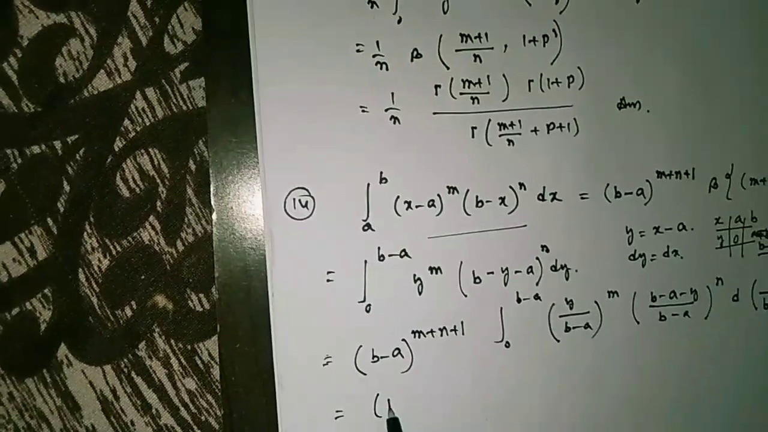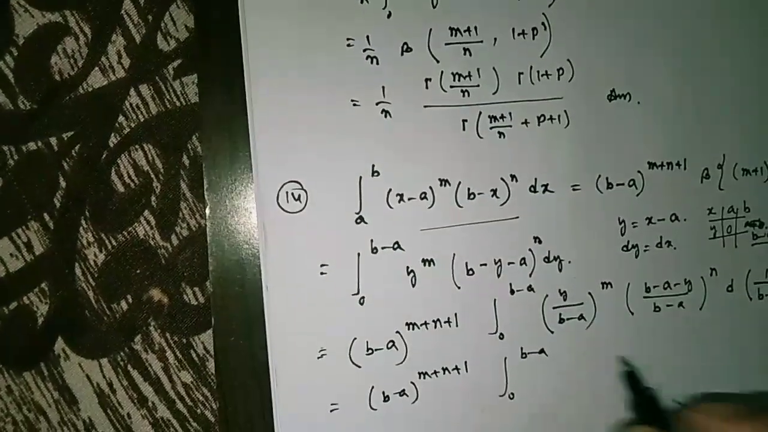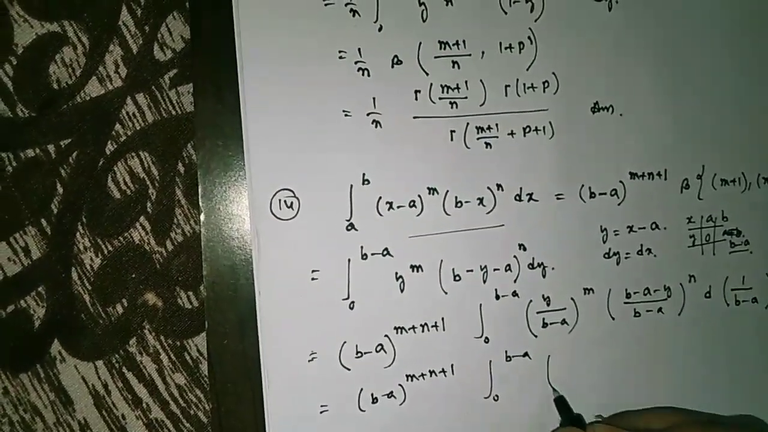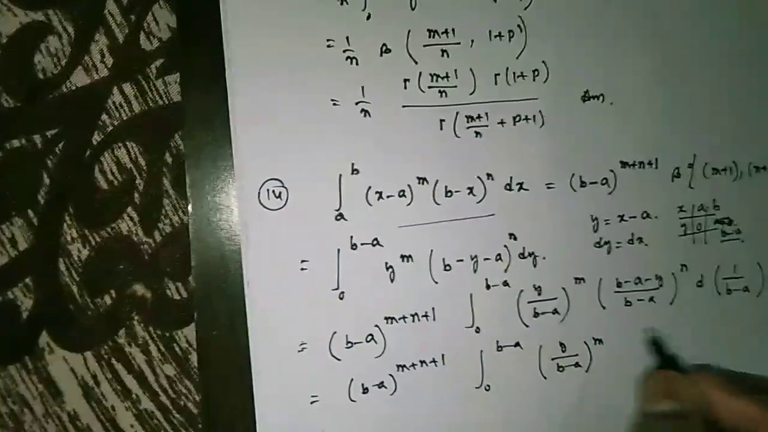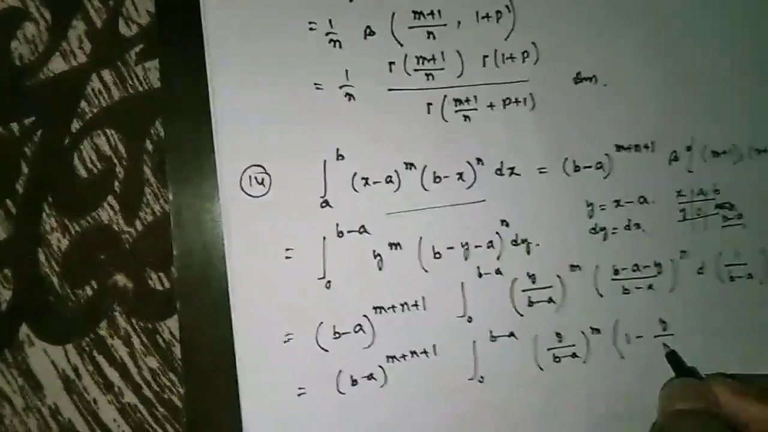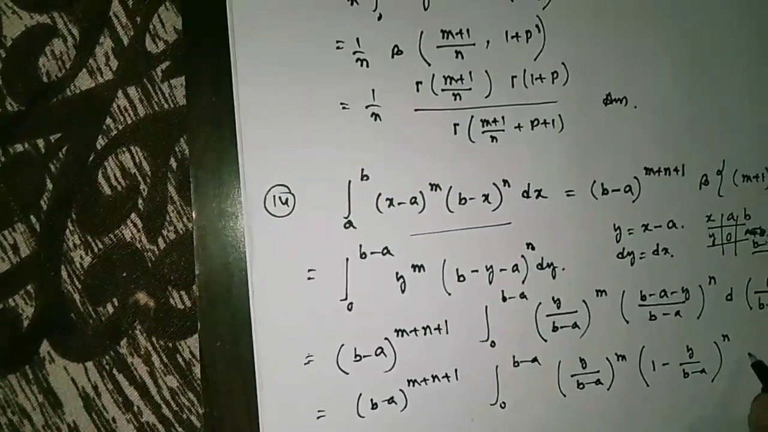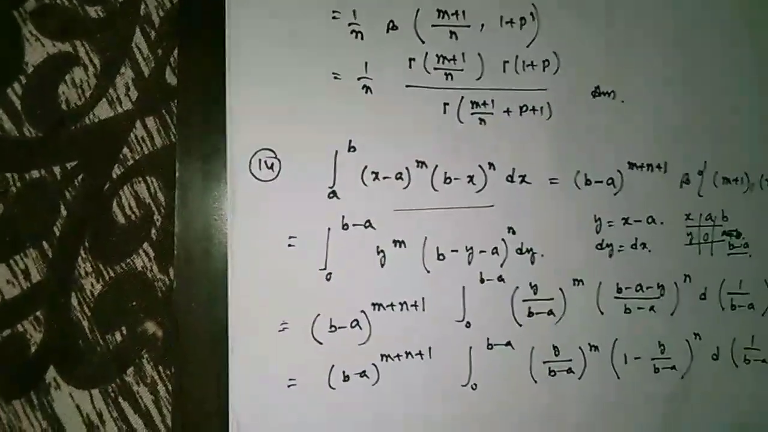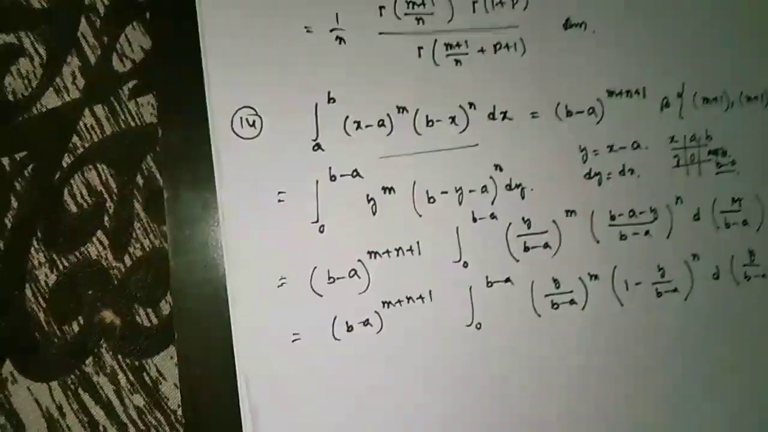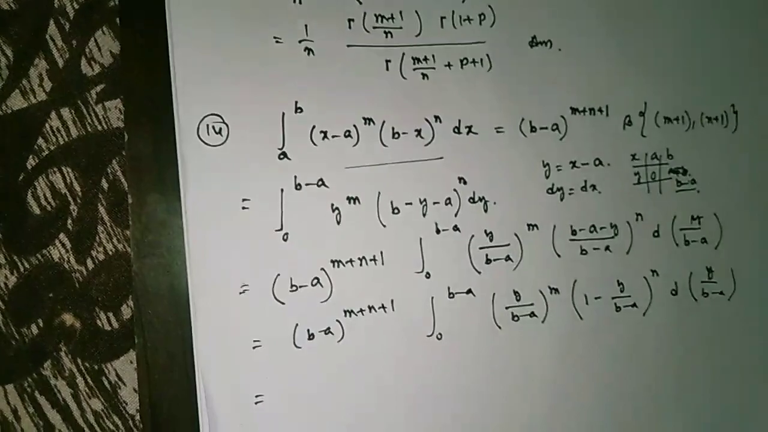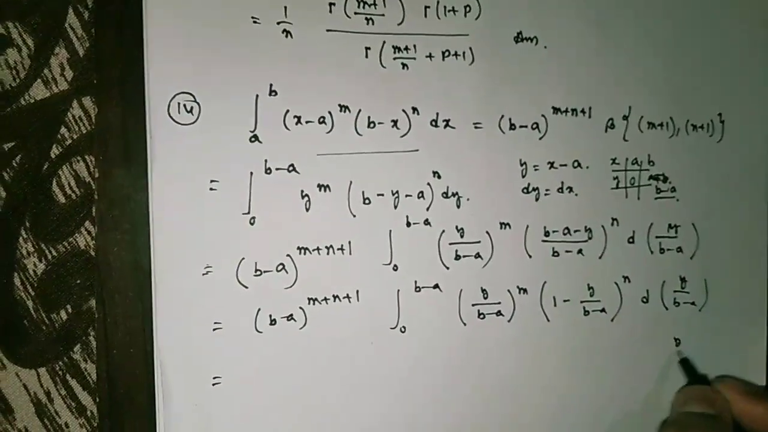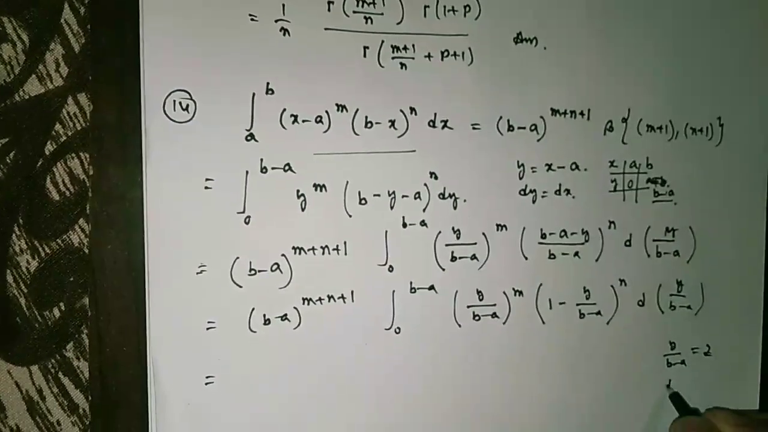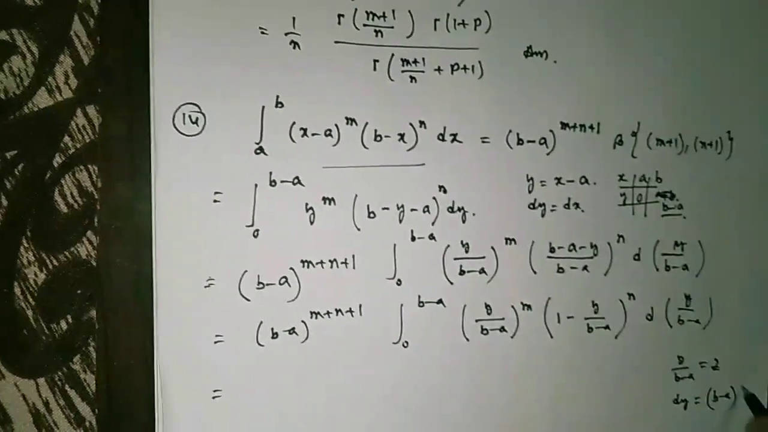Okay, now (b minus a) to the power m plus n plus 1 into 0 to b minus a into (y by b minus a) to the power m into (1 minus y by b minus a) to the power n into d of y by b minus a. Okay, now here I am taking this part y by b minus a equal to z. So dy equals (b minus a) into dz.